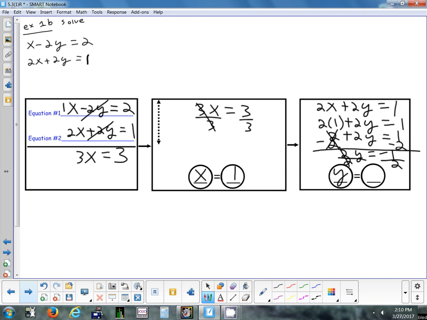Maggie, what'd you get for y? Negative 1 over 2. Okay, yeah, we can just leave it like that. Negative 1 over 2. I'm trying to make my negative sign look like it's not part of the fraction.